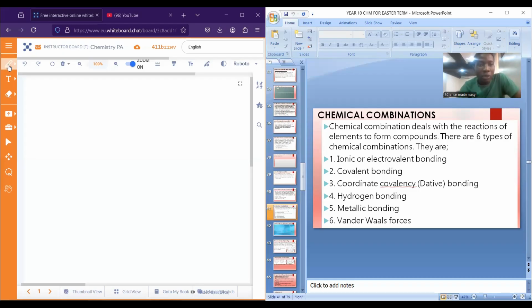Let me use this as an example now. Let me use neon as an example. This is the atomic structure of neon. Okay, we have an electron here, an electron here. We have an electron.